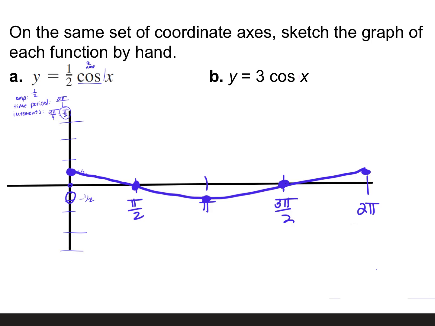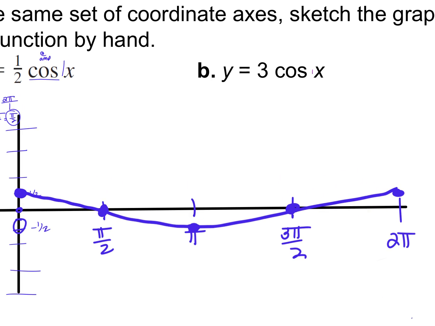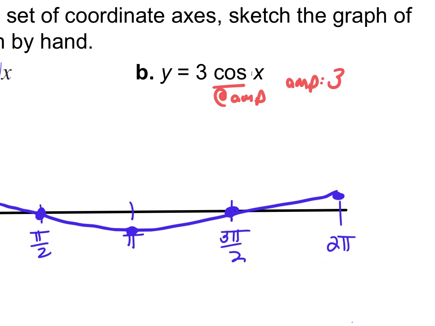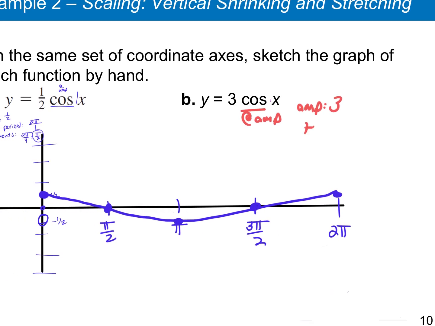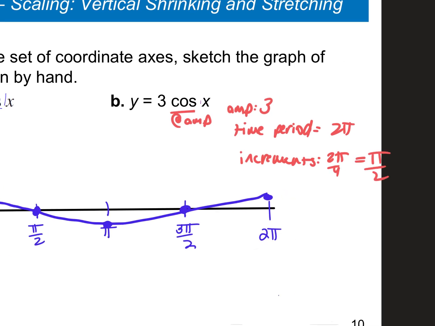So now let's do the other one in red. Again, where am I starting? At the amplitude. So what is your amplitude here? +3. All right, so what that means is where are you going to start? At +3. Does anything else change here? What's your time period? 2 pi over 1, so just 2 pi. So what are your increments going to be each time? It's 2 pi divided by 4, which is pi over 2. So it just stays the same like it is.